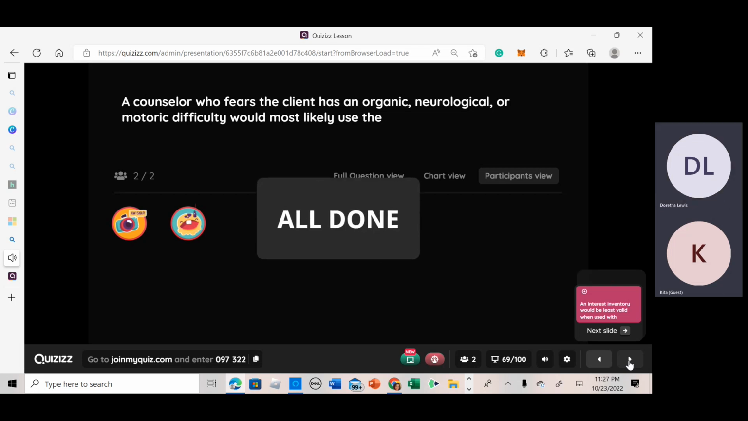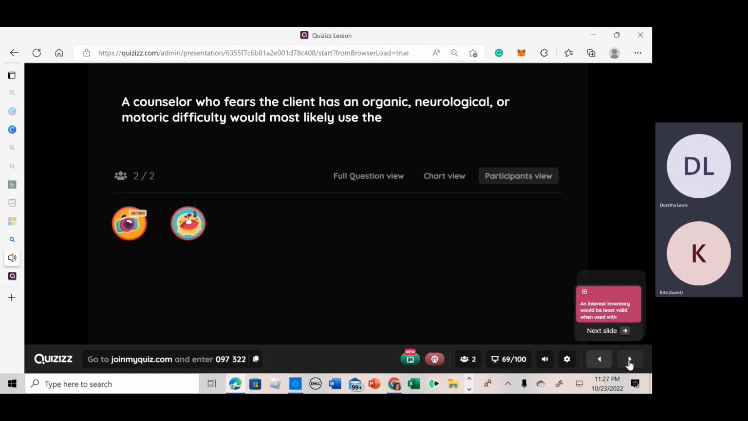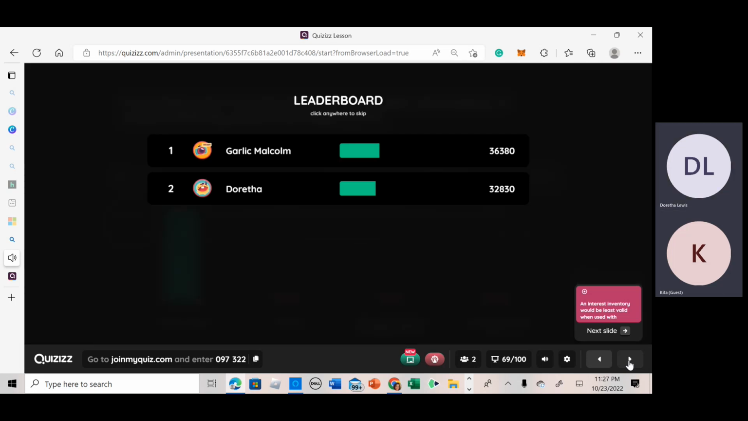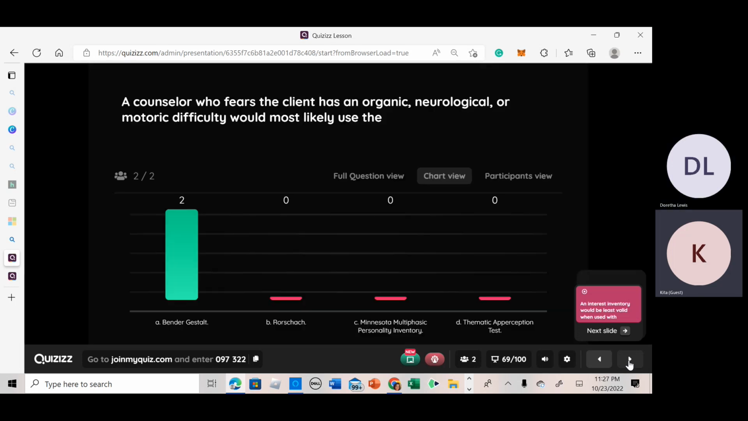A counselor who feels the client has an organic, neurological, or motoric difficulty will most likely use the A, Bender Gestalt. The Bender Visual Motor Gestalt test is actually an expressive projective measure, though first and foremost it's known for its ability to discern whether brain damage is evident.